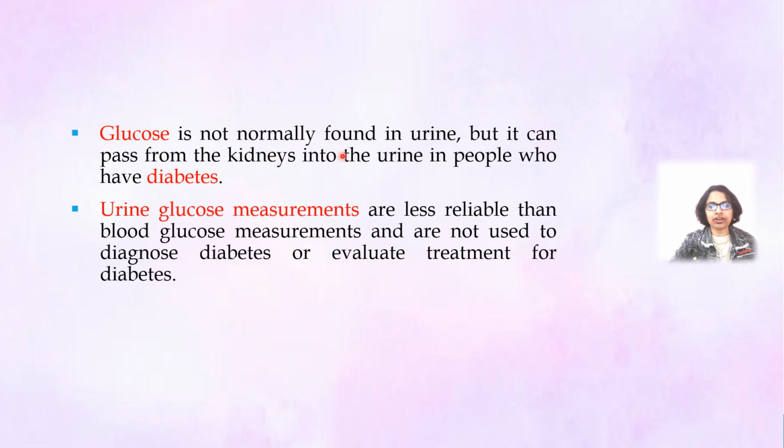Glucose is not normally found in urine, but it can pass through the kidneys into the urine in people who have diabetes. In a normal person, there is no glucose in the urine. If a patient is suffering with diabetes, there is glucose in the urine. Urine glucose measurements are less reliable than blood glucose measurements, and are not used to diagnose diabetes or to evaluate treatment for diabetes.